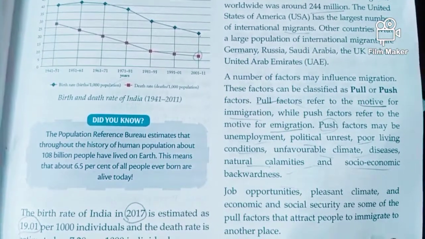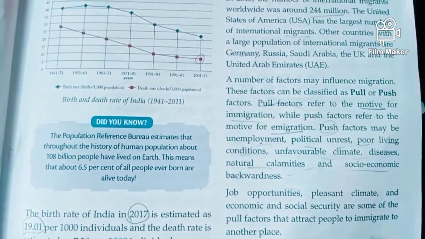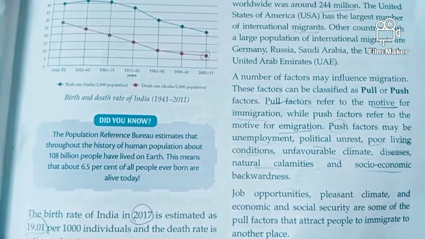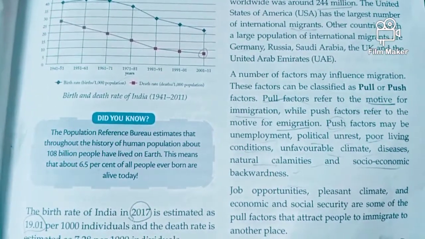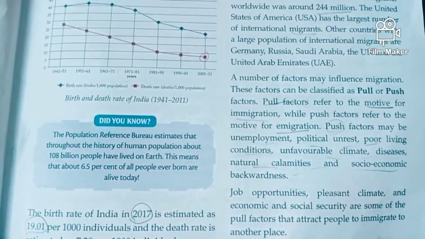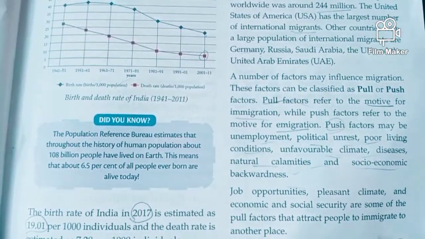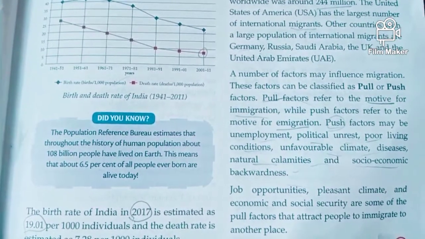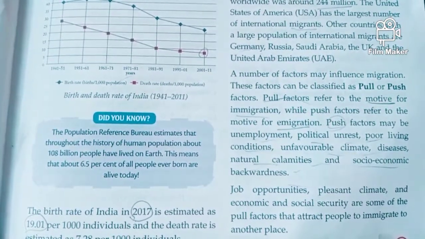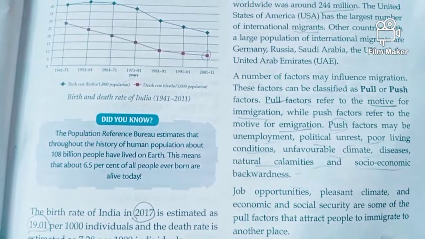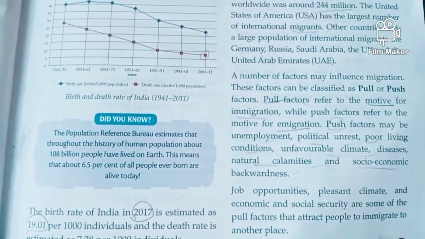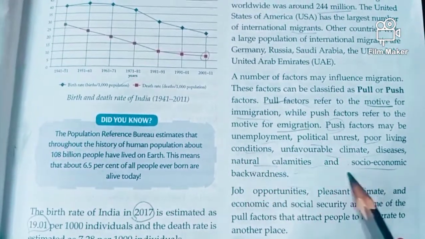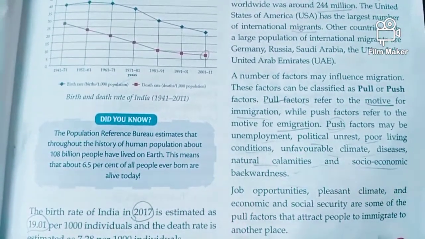Political unrest. If wars are taking place, if there is a lot of military action taking place in the country, there is no political stability, people do not want to stay in that country, they will go to a safe place. Poor living conditions. Some countries are underdeveloped or developing countries, so these countries face the problem of poor living conditions. So people who want the best facilities go to other countries. Unfavorable climate, diseases, natural calamities and socio-economic backwardness.